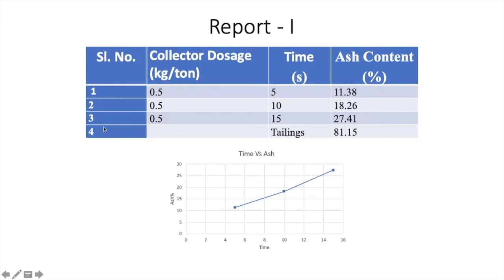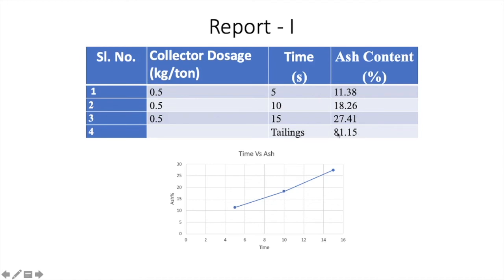So for the first aim, this is how your report preparation will look. You'll write everything starting from the aim, theory, materials required, then procedure, then results and discussion. This will be part of the report. You can see the collector dosage is initially fixed and you are varying time. So 5, 10, 15 are the time intervals, and these are the ash contents we got for the froths that were collected.